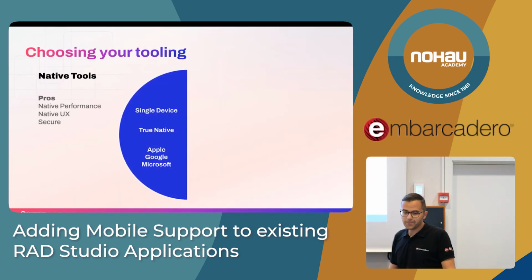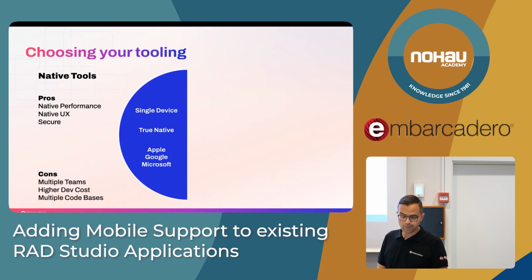So choosing your tooling. We have on the left the native tools, which the pros are, we have native performance, we have native user experience, and it's fully secure. We have the cons, which is you're going to need multiple teams, because obviously you're going to have multiple languages to deal with, so you're going to need different developers, or very good ones that know multiple languages at the same time, which is going to lead you to higher dev cost and multiple code bases, which in my opinion is one of the worst things you can have, multiple code bases, because if you find a bug, then you're going to need to fix it in both code bases.